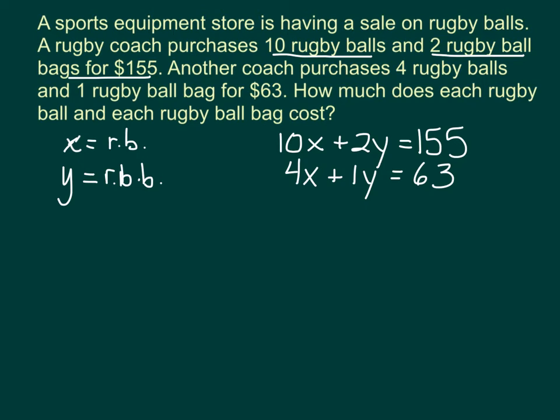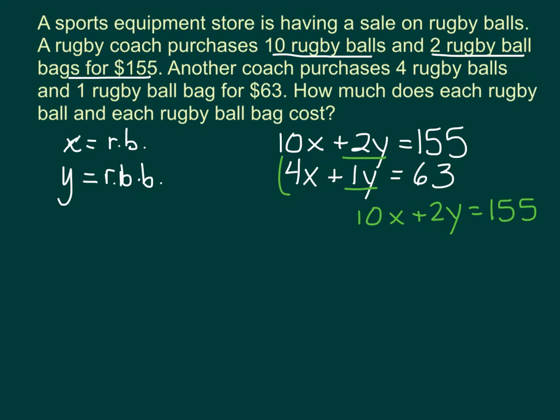Now, for this problem, again, the very first question is, how do you want to go about solving it? Well, you could graph it. You could use substitution. I, however, think that the easiest method we could use is elimination, because I see that somehow I can change these so that those y's will cancel. Okay, so I'm going to rewrite the top equation. 10x plus 2y equals 155.